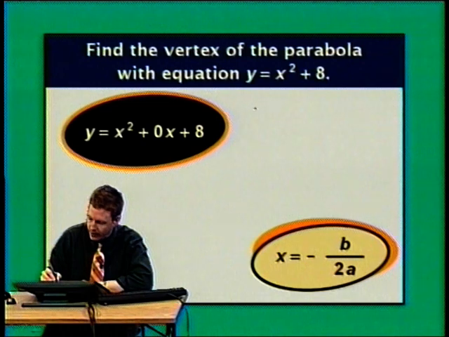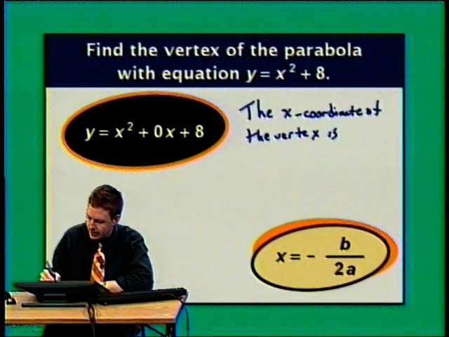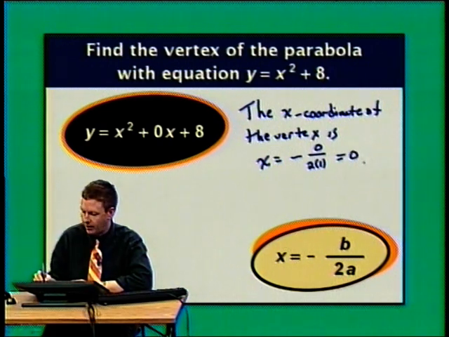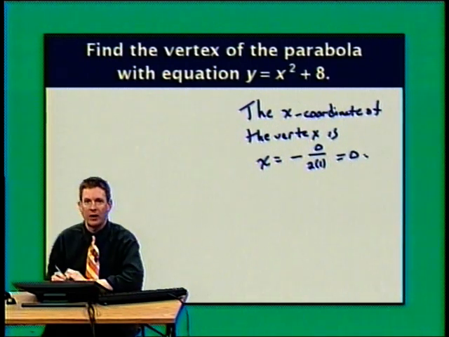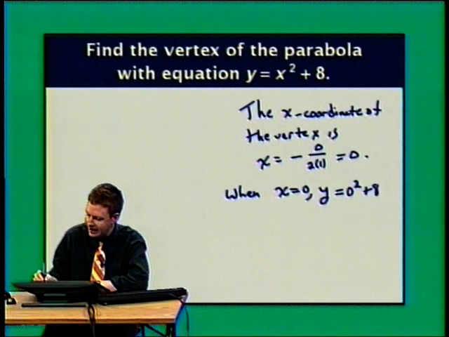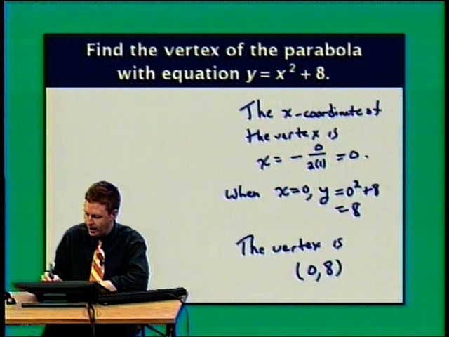So the x-coordinate of the vertex is x equals the opposite of b, so that's the opposite of 0, over 2 times a, so that's 2 times 1, and this just simplifies to 0. But remember, the vertex is a point in the coordinate plane, so I need a y-coordinate as well. When x equals 0, y equals 0 squared plus 8, which is just 8. The vertex is the point (0, 8).